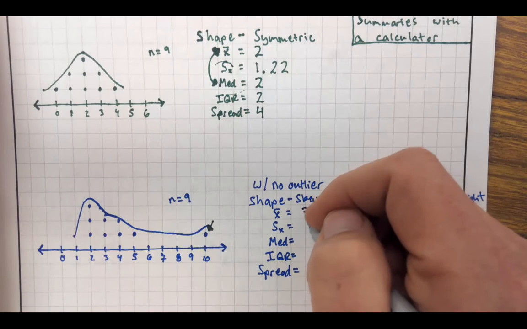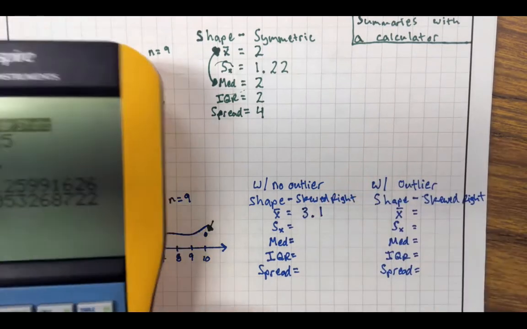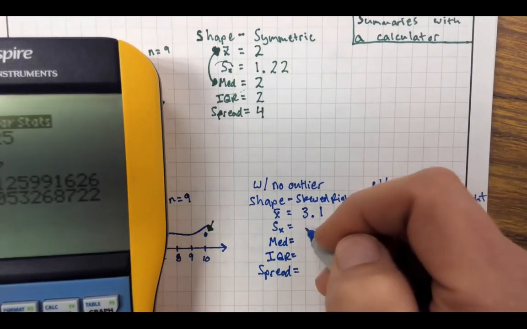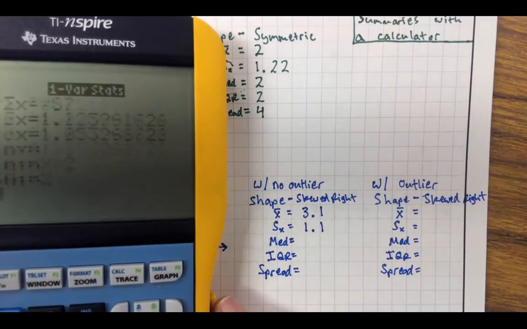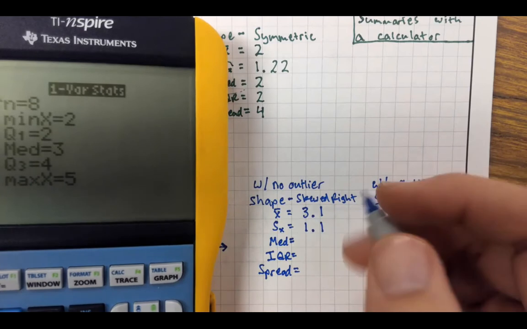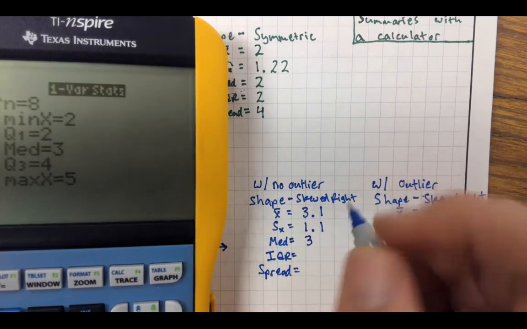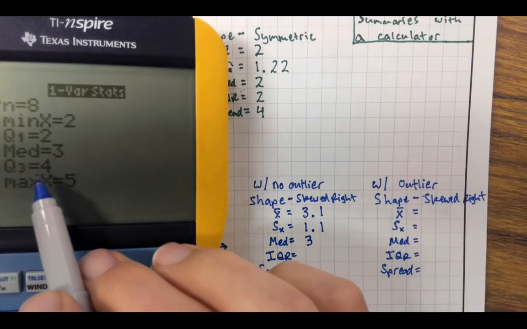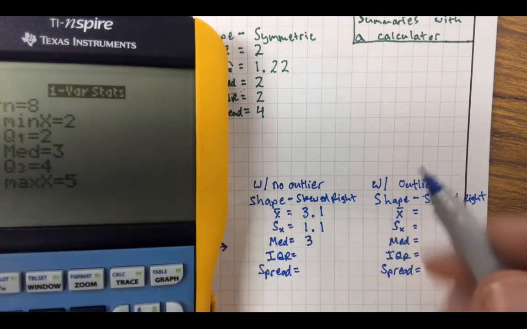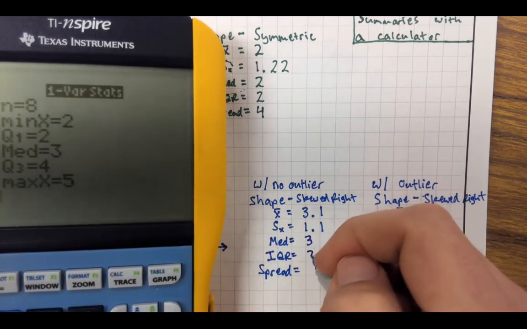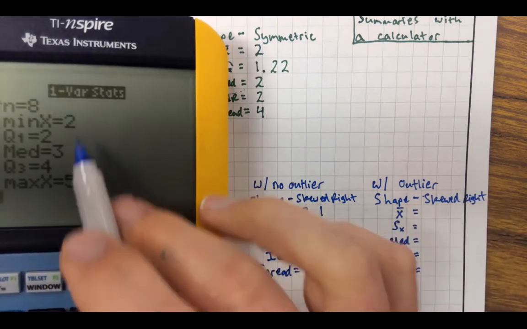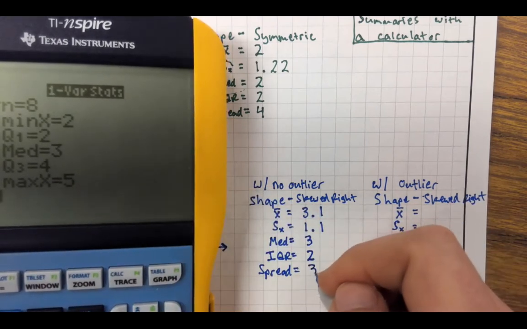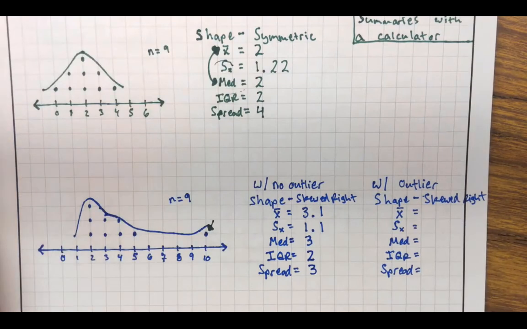Just going to round to the nearest tenth for this. The standard deviation is 1.1, and then I'll scroll down to get to the median. Median here being 3. The interquartile range, 2 to 4. So the interquartile range is simply 2. And the spread, going from the min to the max, is 3. Range is probably a better word for that.